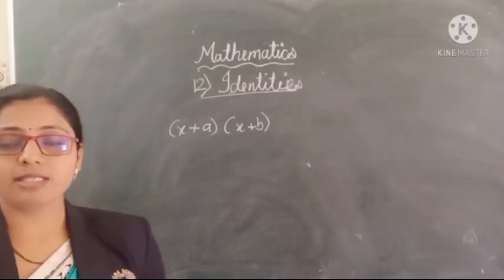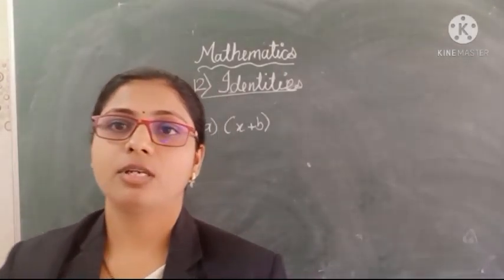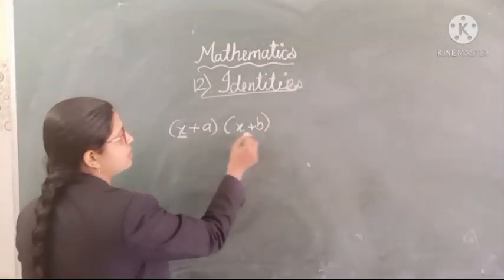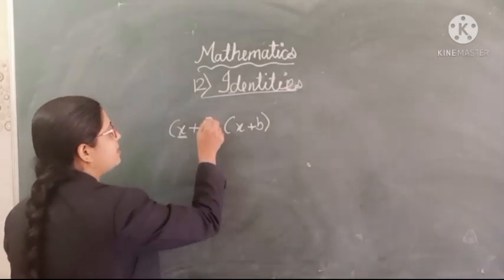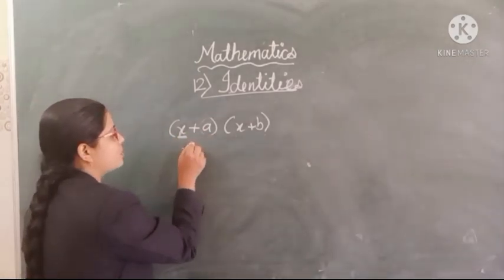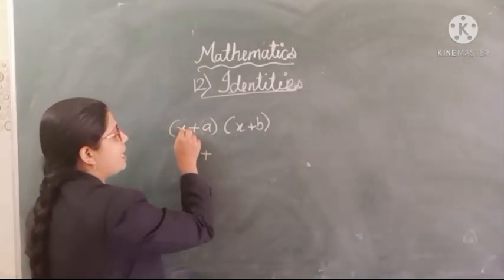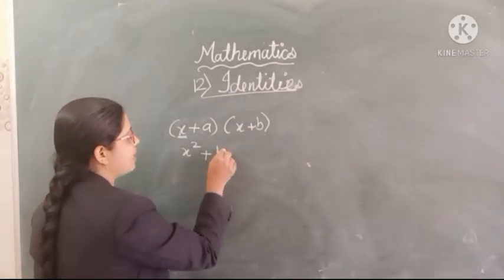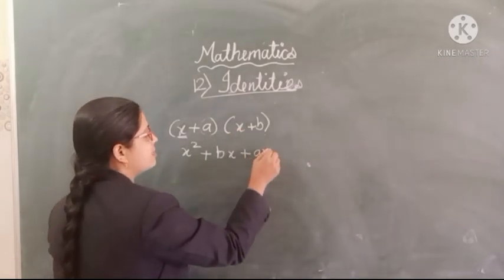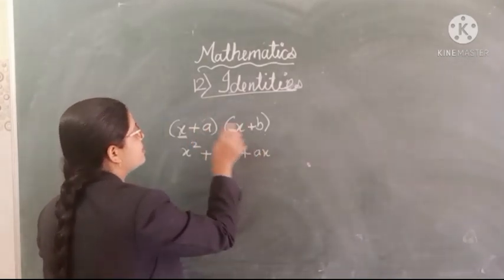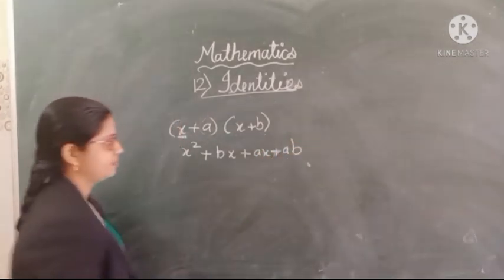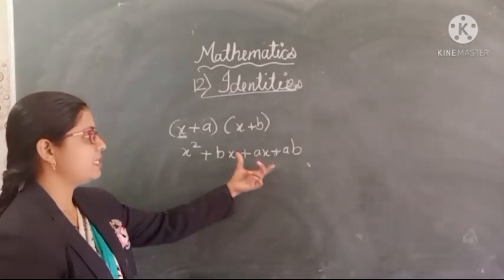Okay. Now in this case, how will you find the product? We know that first we multiply this term to each term of this bracket, and this term to each term of this bracket. So let us see now. x into x will be x square, plus x into b will be bx. Now plus sign is there. a into x will be ax, plus ab. Okay. So in this way we can multiply it.